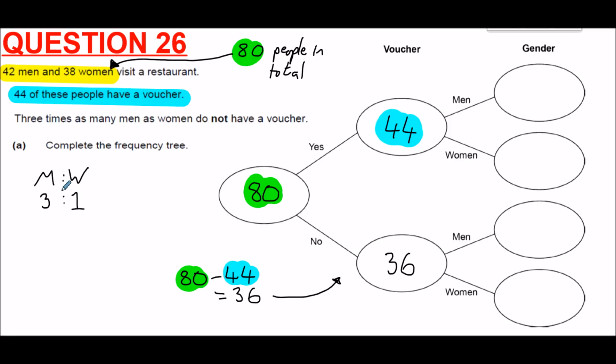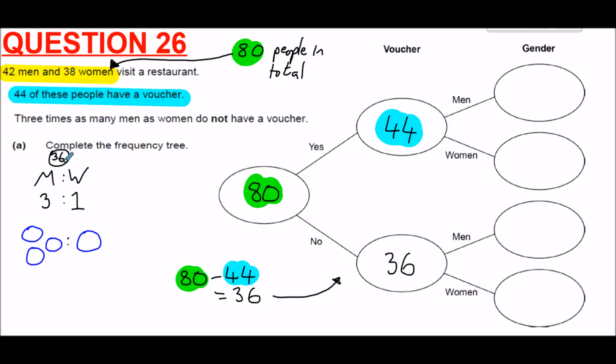I'm not surprised that men are more disorganised than women. 3 times more men have come voucherless than women. So there's 36 people in total that didn't have a voucher. And so what we're saying is these 36 voucherless people are split into men and women in the ratio 3 to 1. So for every 3 men we have without a voucher, there's also 1 woman without a voucher.